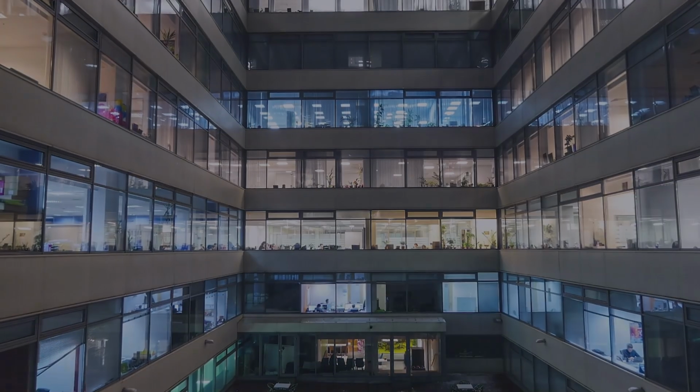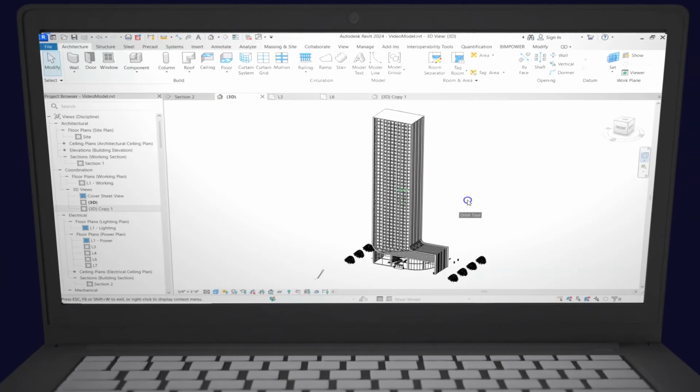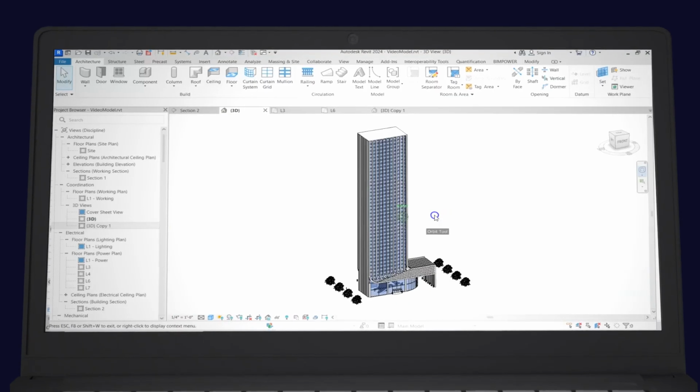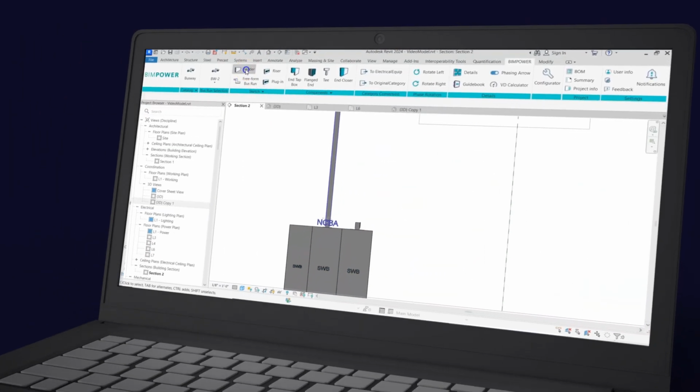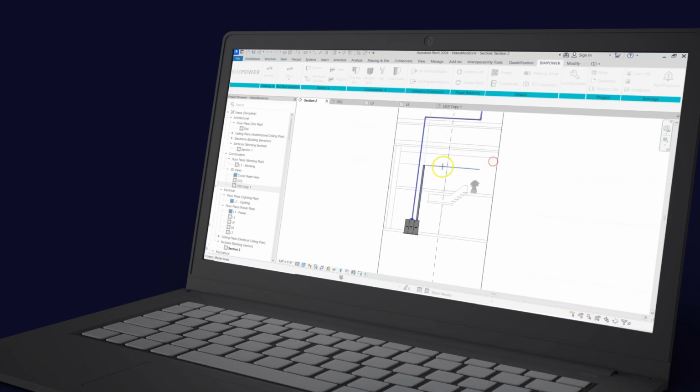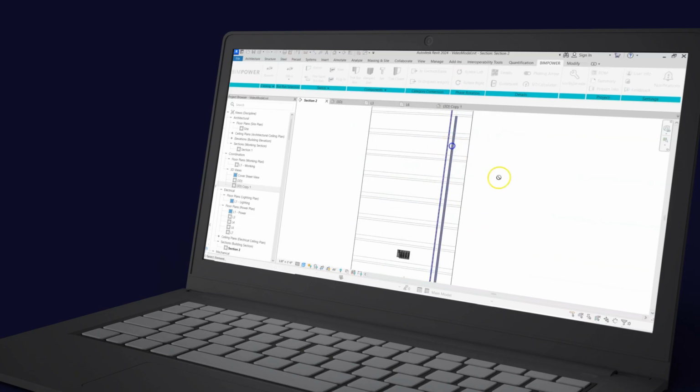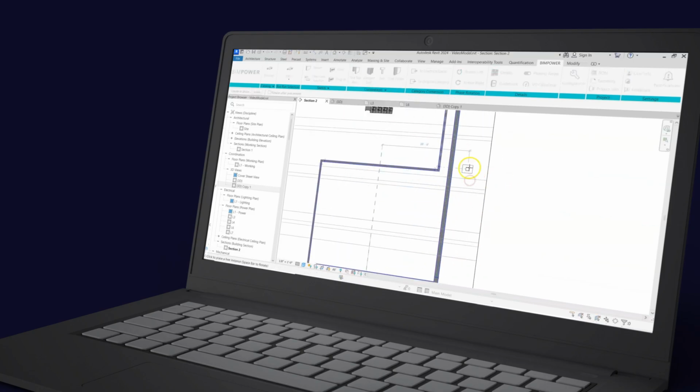Modeling a power distribution system in BIM typically involves searching through manufacturer documentation to find the right data and dimensions. This is a time-consuming process of guesswork for every design iteration. The solution is here in the form of the Bimpower Revit plugin.